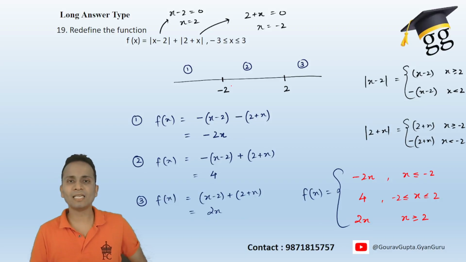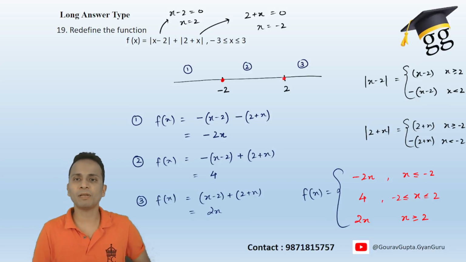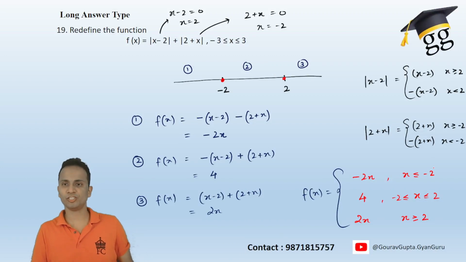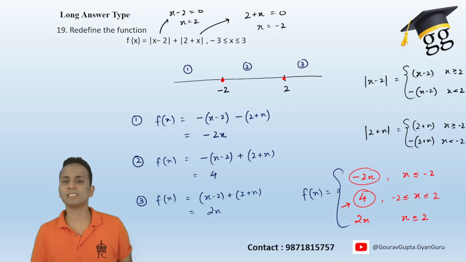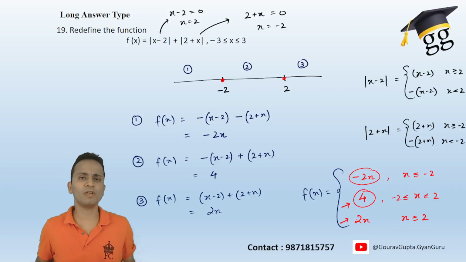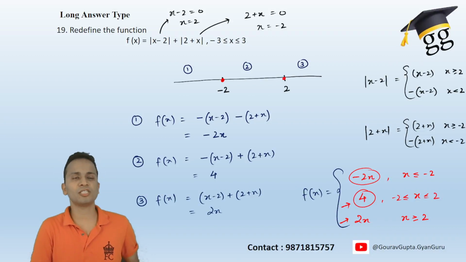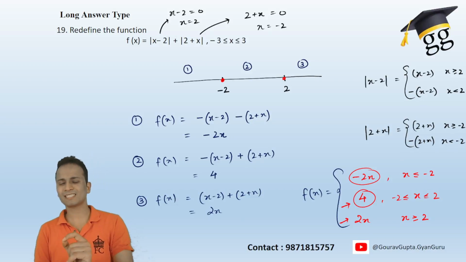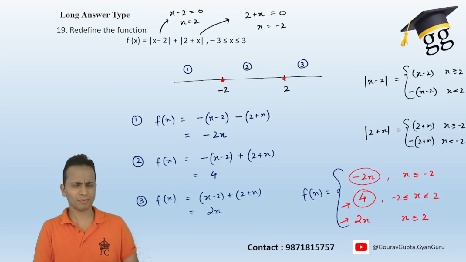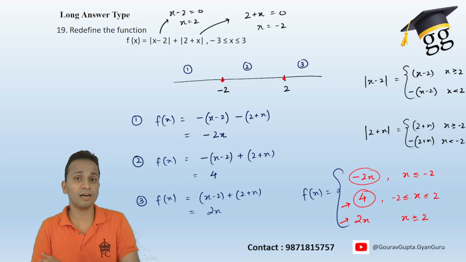Now at the points minus 2 and plus 2, you can take any of the definitions. So at minus 2 you can take this definition or you can take this definition. Both will give you the same answer. Also at x equal to plus 2, either you can use this definition or this definition. Again, both will give you the same values for the function. So this is how the function will be defined in question number 19. In the booklet there is a slight error while writing the answer. Never mind, you can look at this answer. I have given you a correct answer.